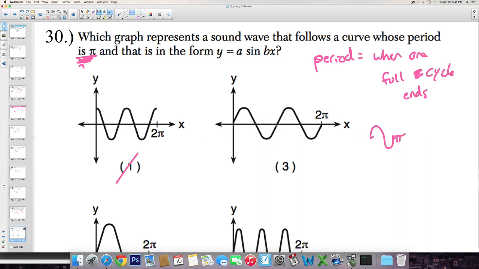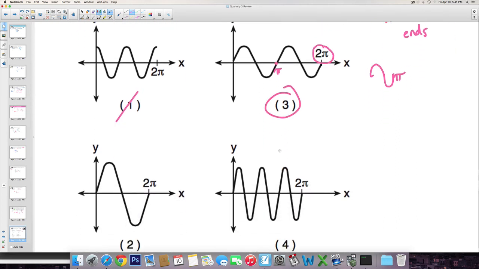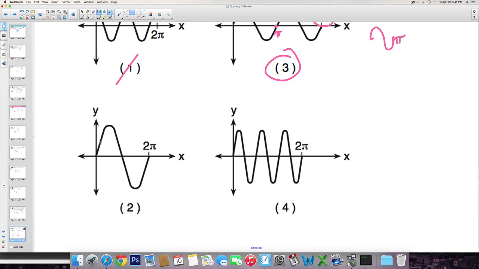Let's take a look here. So here's 2 pi. So that must mean that this here is pi. 1 full cycle, yep, that ends at pi. So it is choice 3. Let's just go ahead and look at the other ones, why they don't work. 1 full cycle ends at 2 pi. So that means the period here is 2 pi, but we want it to be pi. And this one here, 1 full cycle ends right here. This would probably be pi over here. So this one, the period ends before pi. So this one's out as well.